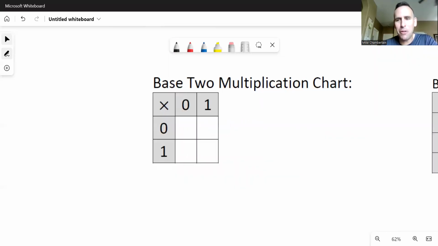Now, think about if this is all the times tables you had to memorize, it would be easy, right? You have 0 times 0. I'm like, oh, that's 0. 0 times 1 is 0. 0 times 1 is 0. And then 1 times 1 is 1. That's all of the facts. Wow, it'd be so easy to memorize. That's base 2, everything right there.